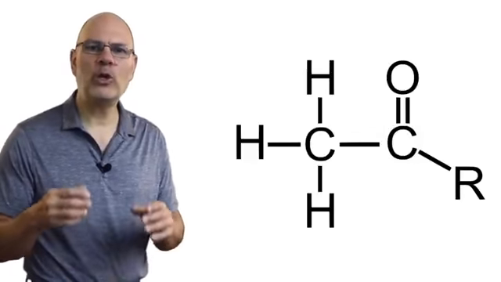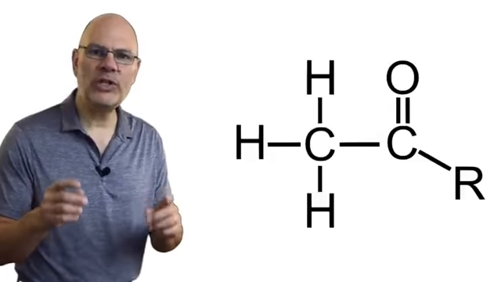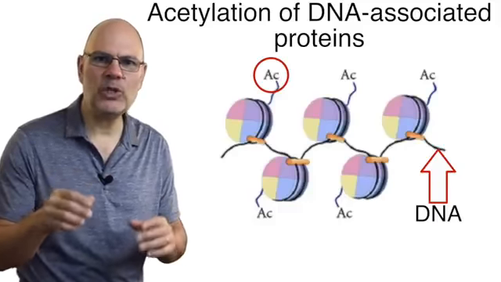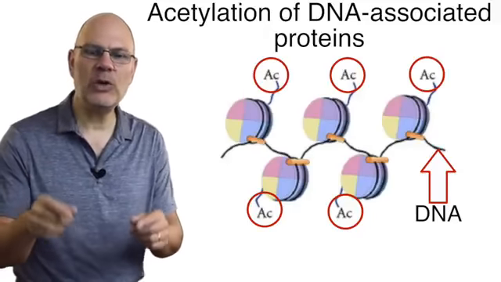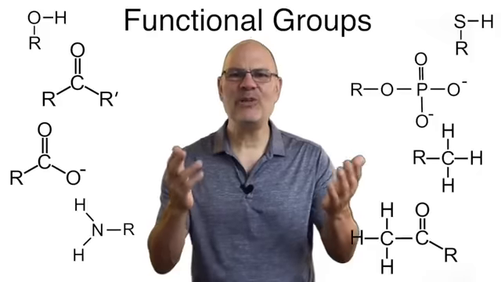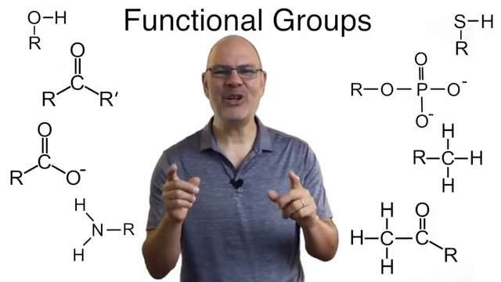Later in the course, when we learn about control of gene expression, we'll see that cells will add acetyl groups to certain regions of DNA in order to make it easier for the genes in those regions to be transcribed. That's it, we've done it. Those are the 8 functional groups.